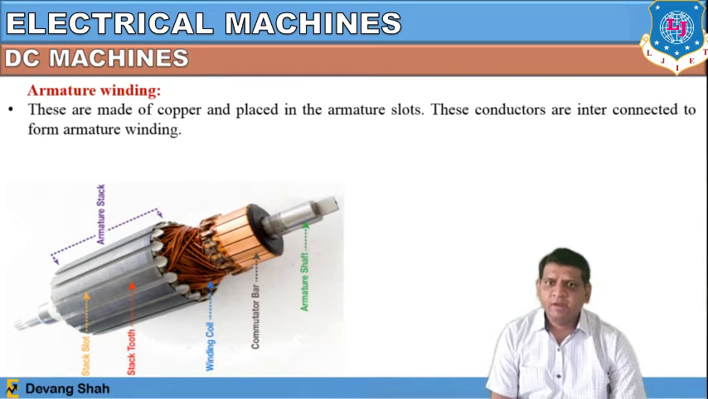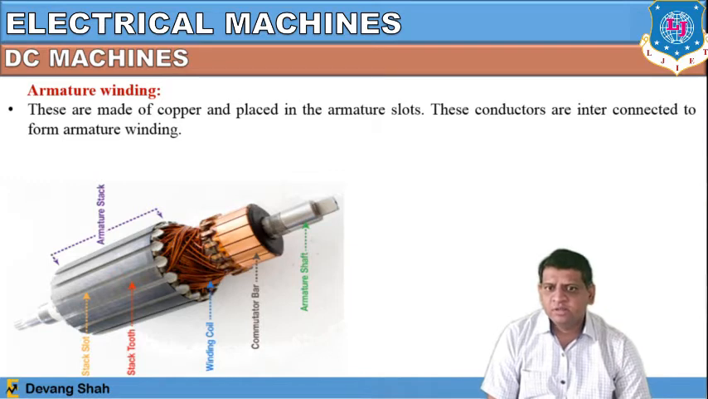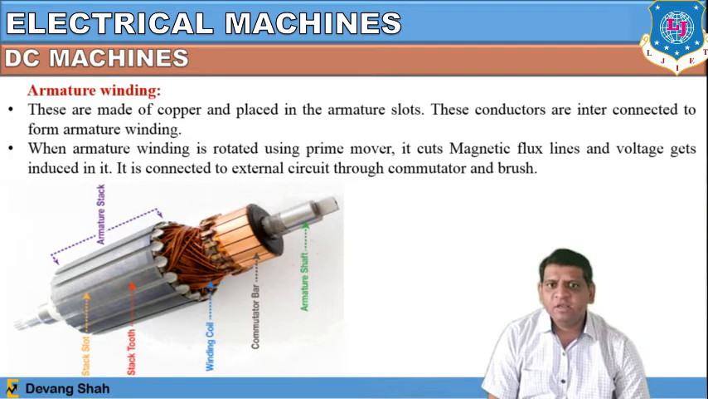From this we can also learn about the armature winding. The armature winding is made up of copper and placed in the armature slots. So this is the armature winding. It is placed in armature slots here, and these conductors are interconnected to form the armature winding. When the armature winding is rotated using the prime mover, it cuts magnetic lines and voltage gets induced in it. This is the electromagnetic induction law, and it is connected to the external circuit through a commutator and brush. So this portion we define as a commutator, and it is connected here through the brush.